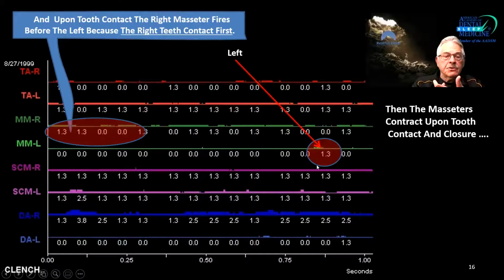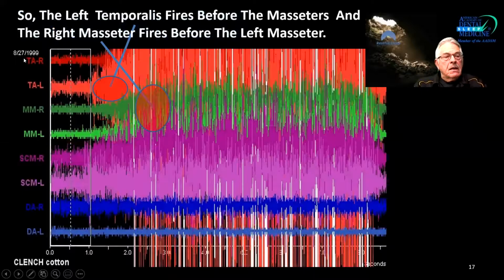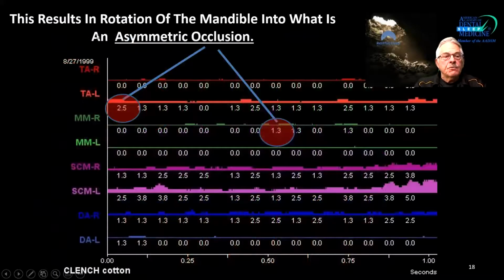So this is something that our muscles of mastication and the stomatognathic system would accommodate very easily. But upon tooth contact, the right masseter fires before the left because the right teeth contact first. So just remember that the left temporalis fires before the masseter, and the right masseter fires before the left masseter. This results in rotation of the mandible into what is an asymmetric occlusion. It's not necessarily a pathologic occlusion, but muscles behave differently depending on what they have to chew on.